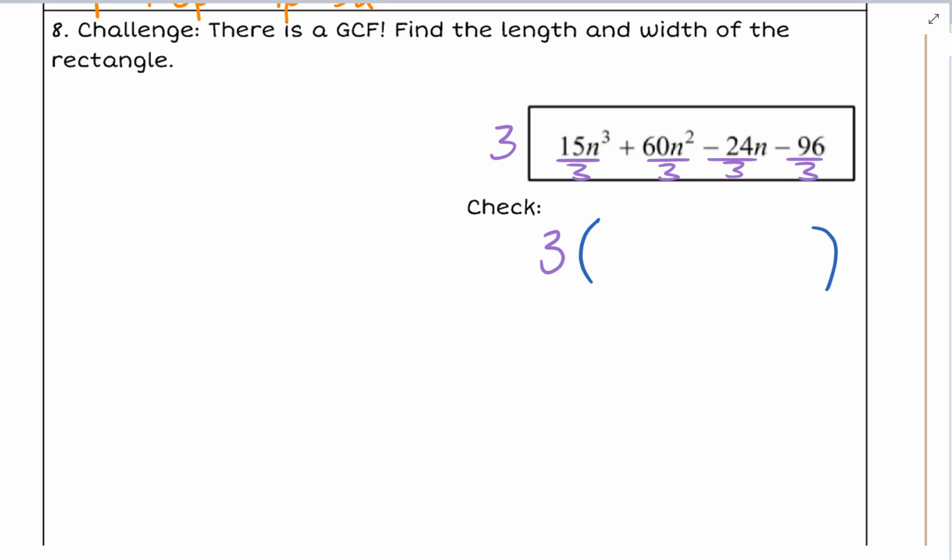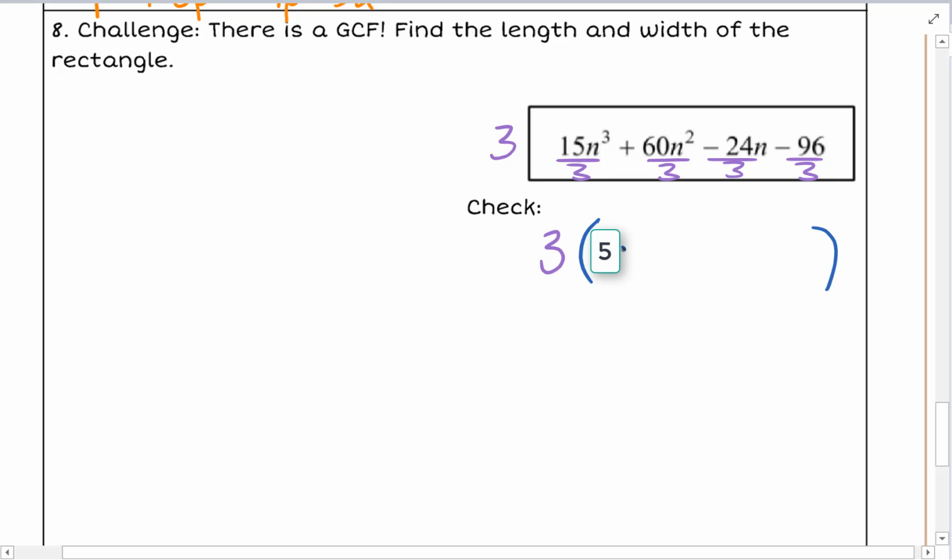So what do we get when we divide each of these 4 terms by our GCF of 3? Well, we get 15n cubed divided by 3 is 5n cubed, plus 60n squared divided by 3 is 20n squared. Negative 24n divided by 3 is negative 8n. And negative 96 divided by 3 is negative 32.